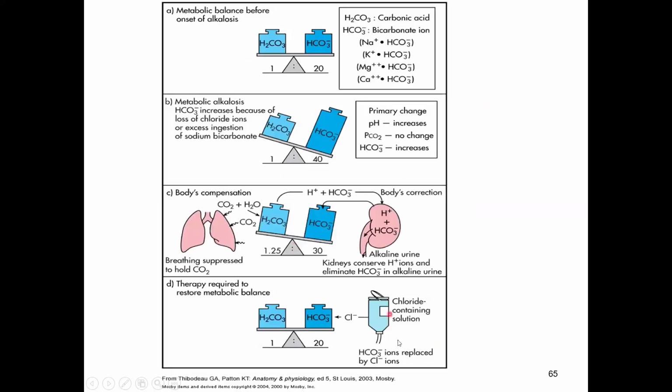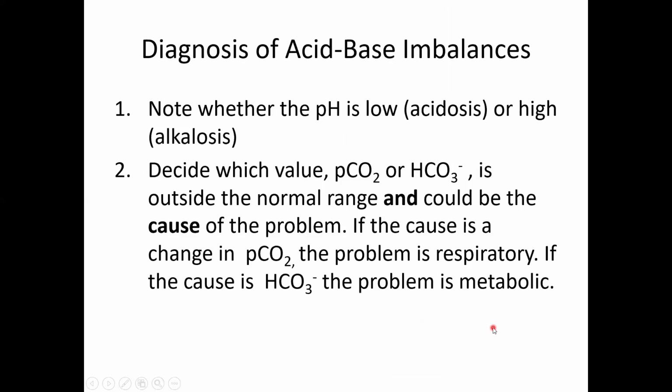Here we can see again the chloride ion solution therapy, normal ratio, abnormal ratio, with a much higher concentration of bicarbonate ions. The carbonic acid is normal, but the concentration of bicarbonate ion increases. So breathing is suppressed, hypoventilation to hold carbon dioxide. Kidneys conserve hydrogen ions and eliminate bicarbonate and slightly achieve the ratio. Final treatment through chloride ion solution, and the normal ratio is achieved.